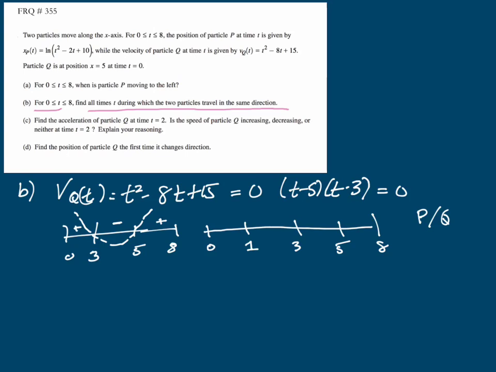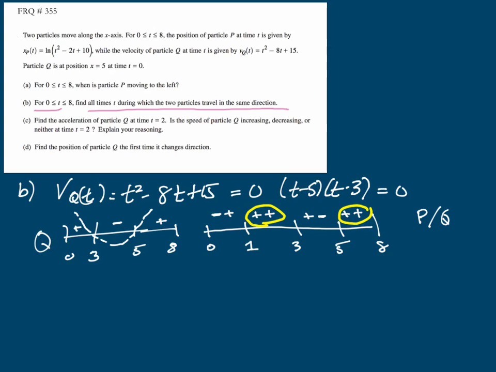P was negative till 1, and then it was positive all the way to 8. And Q is positive between 0 and 3, so that would be a positive here and a positive here. Then it was negative between 3 and 5, and then positive again after 5. If we identify where they're in the same direction, that means they would both be traveling to the left or right. So right here, they're both traveling to the right, and again here, they're both traveling to the right.